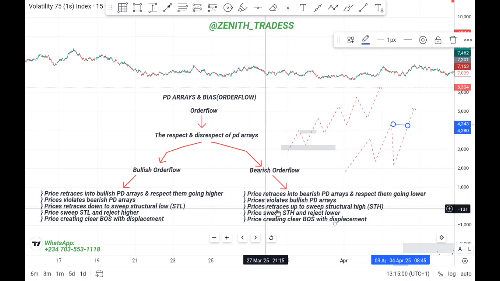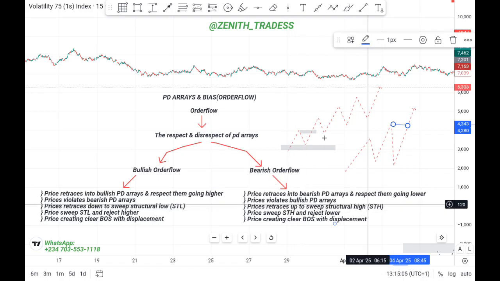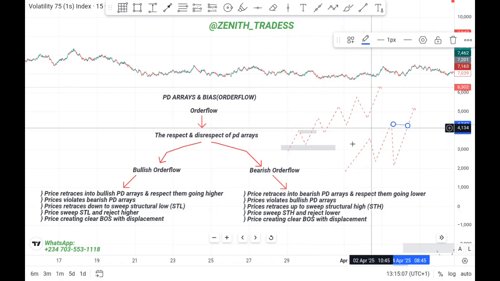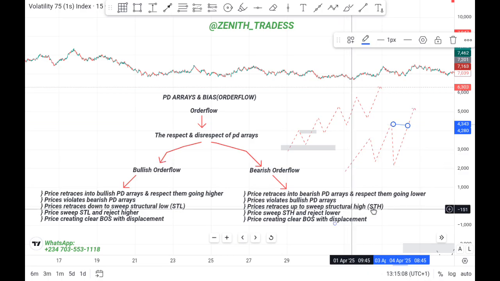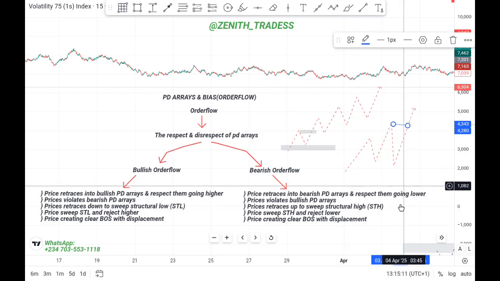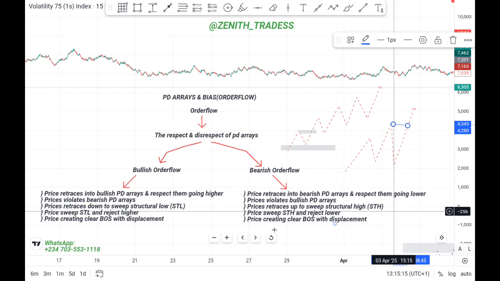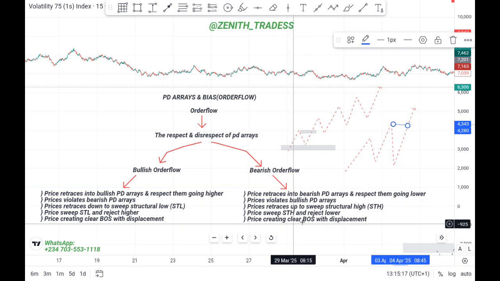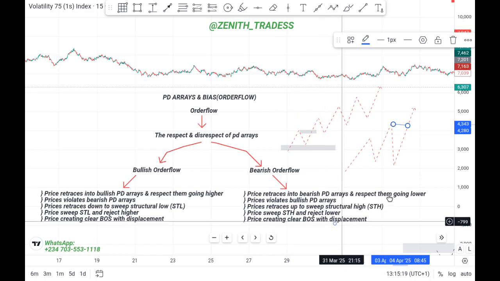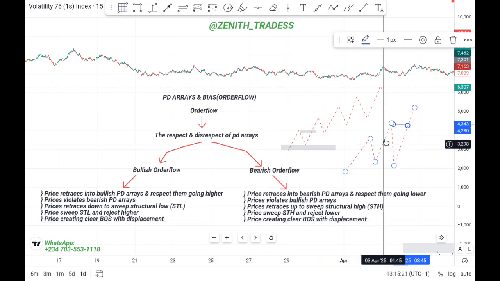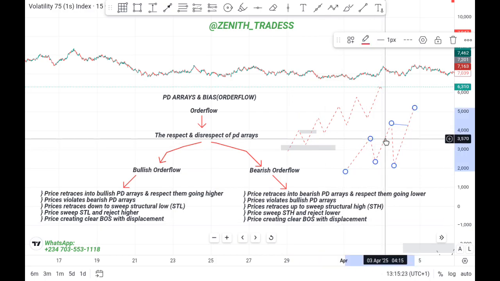Price retraces up to sweep structural high. You can see here it sweeps structural low. The opposite is going to be sweep structural high, then reject lower. Price sweeps structural high and rejects lower. Then price creates a clear break of structure with displacement. That's how you can picture your PDRA together with price delivery.